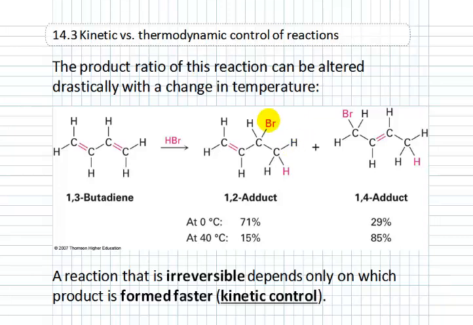There's the 1,2, where the H is on the end and the bromine's added just next to it, and the 1,4, where the H is on the end and the bromine is 4 carbons away from it. At 0 degrees, we favor the 1,2 addition. At 40 degrees, we favor the 1,4 addition.